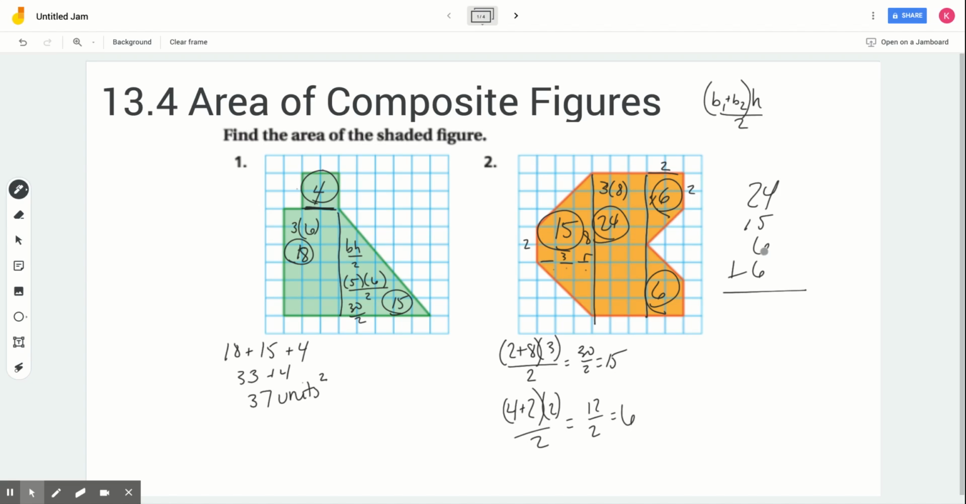I then want to add my 4 figures together to get my area. 24 and 15 is 39. 39 and 12 is 51. So my area of this composite figure is 51 units squared.